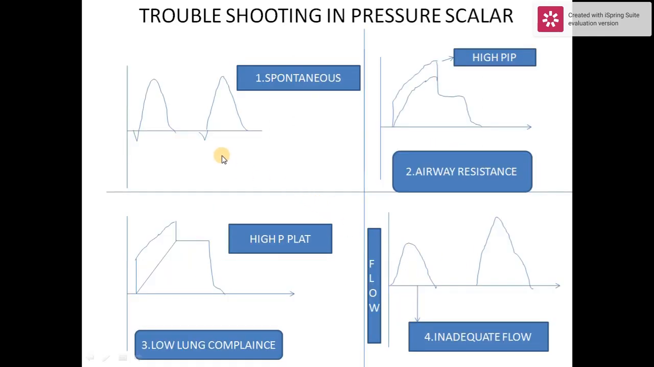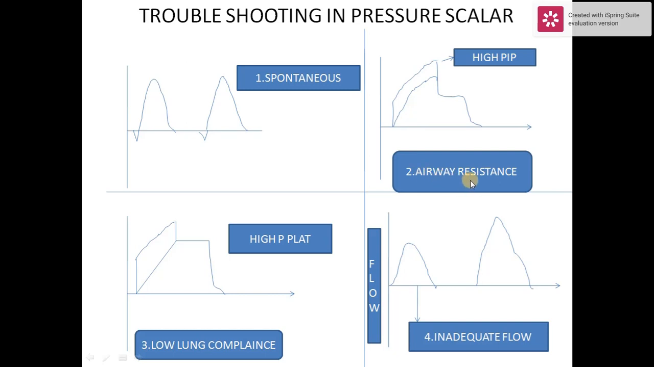After studying the basics, now let us see how to use these graphics in day-to-day life. Spontaneous breathing can be seen by a negative deflection in the pressure graph. A negative deflection mainly indicates a spontaneous breath. Otherwise, if it is in control mode, volume control mode, we never see the deflection. But when it's spontaneous ventilation, we see a negative deflection representing the initial negative effort by the patient, which triggers the breath. This is spontaneous.